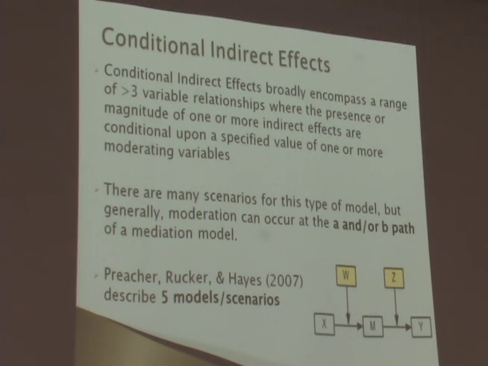I actually tend to use the MacKinnon tables and do quite well with them in terms of reviewer responses and so forth, but we'll get to that. So here's one model, one example. This would be an example of 2 different moderators, one moderator at the A path, which is W, and one moderator at the B path, which is Z.